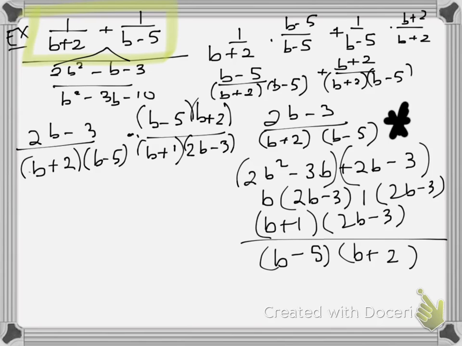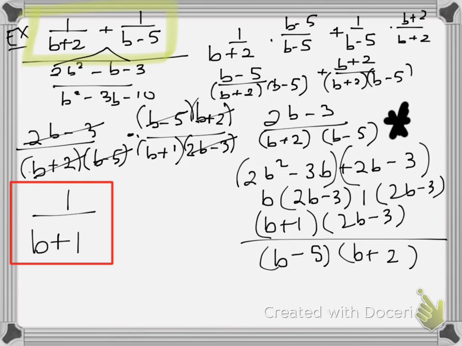Now look, watch what happens. Everything cancels, and I end up with 1 over b plus 1. Are you serious? We did all that just to get that? Yeah, I told you it starts with a lot and goes to a little. I had that since the beginning.